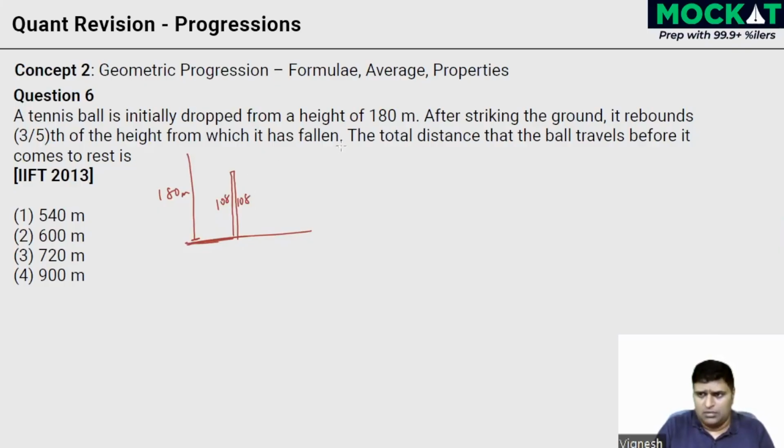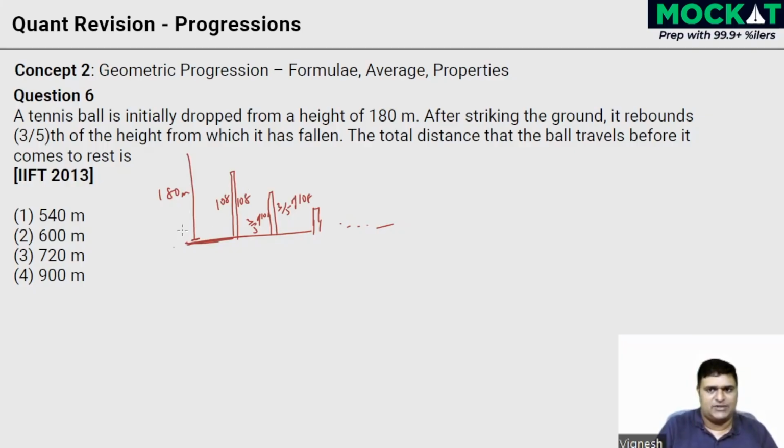Then, what does it say? After striking the ground, it rebounds 3/5 of the height from which it has fallen. We need the total distance the ball travels before it comes to rest. Which means if it comes down, again it's going to go 3/5 of the height and come back over here. This is also 3/5 of 108. This continues. There's a set pattern and it keeps reducing, and finally it's going to come to rest. 3/5 is used every time as a multiple. That's the common ratio. Sum to infinity, it looks like, and it is.